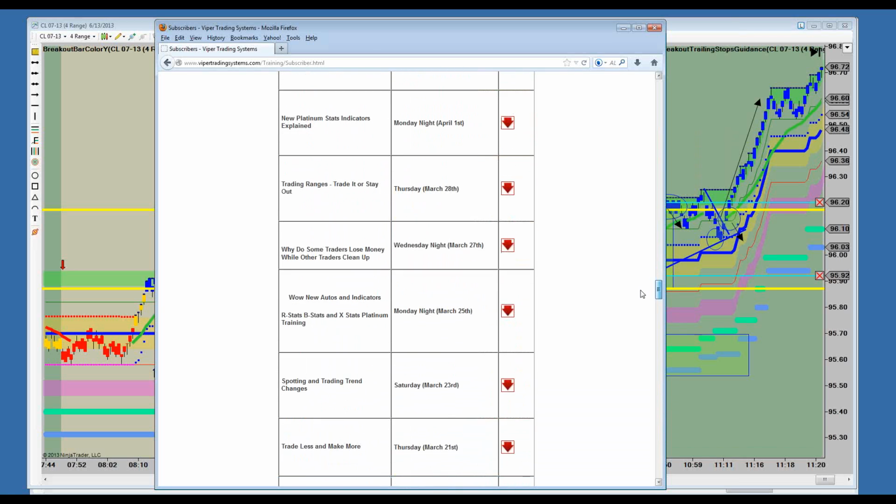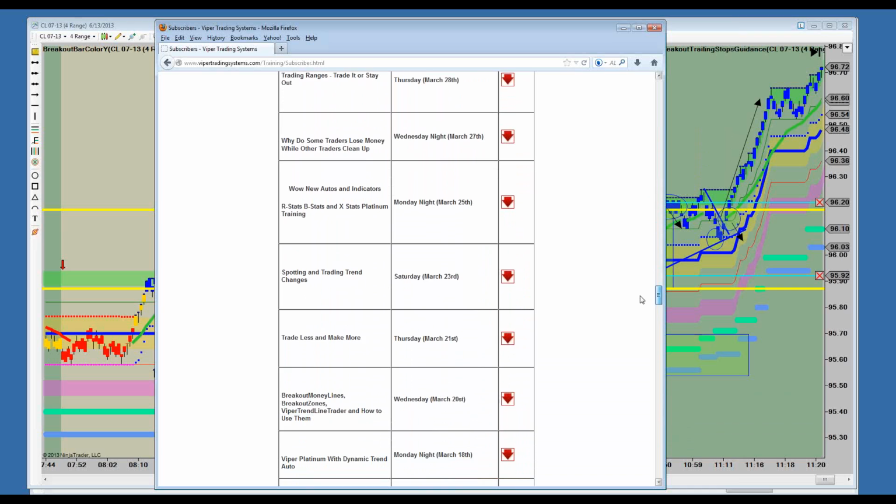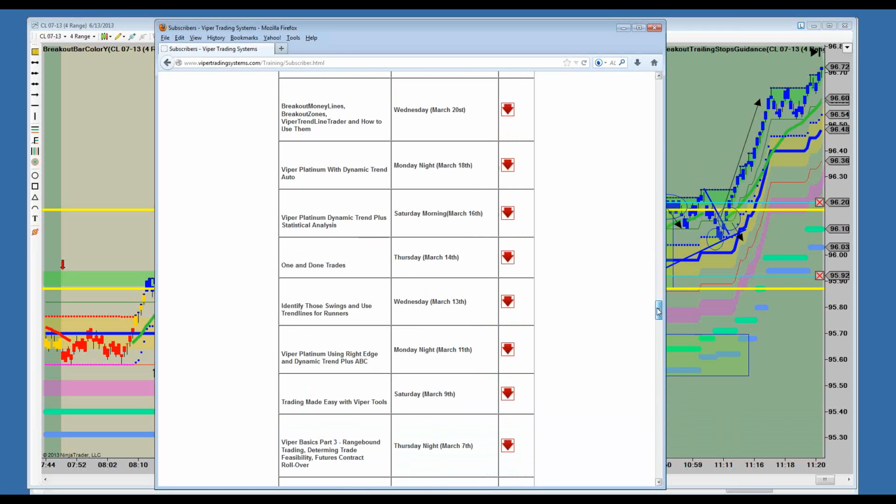Where the heck is it? Here's one here, new autos and indicators. This would have been back in March. And then there's a couple other ones you're going to have to dig down here a little bit lower.